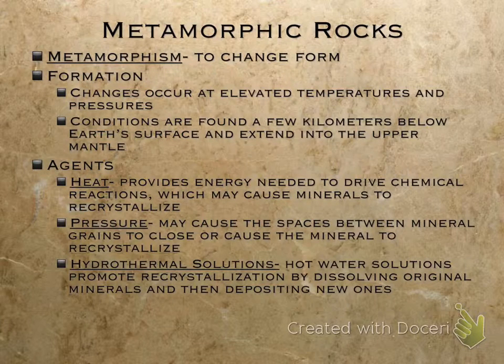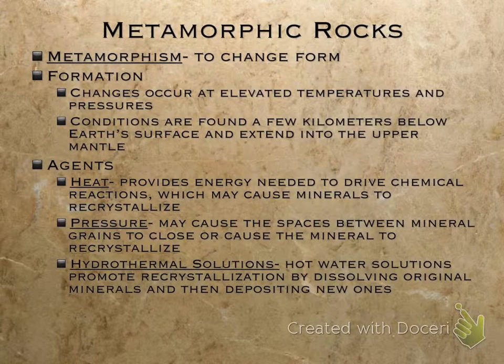So to recap, we have three types of rocks. We got igneous rocks, which form from magma when magma cools. We have sedimentary rocks, which form from the compaction and cementation of sediments. And then metamorphic rocks, which form from other rocks that get exposed to extreme heat and pressure. So, usually these conditions are found a few kilometers below the Earth's surface and extend to the upper mantle.